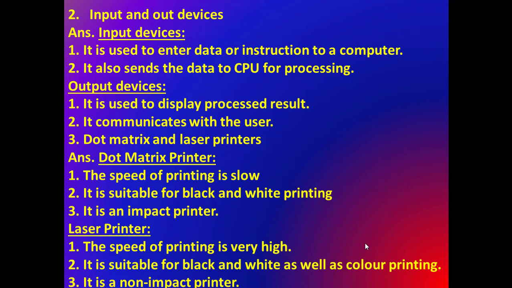Third question. Dot matrix and laser printers. Dot matrix printer. The speed of printing is slow. It is suitable for black and white printing. It is an impact printer. Laser printer. The speed of printing is very high. It is suitable for black and white as well as color printing. It is a non-impact printer.